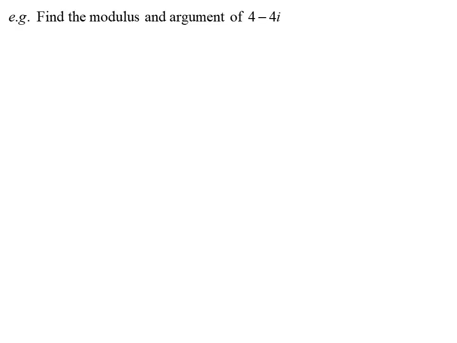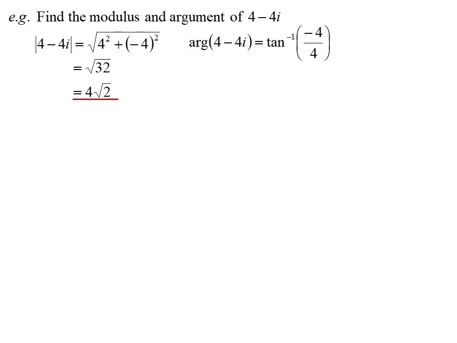So let's go and find the modulus and the argument of this particular complex number. The modulus, or the magnitude of our vector, would be 4 root 2. The argument is the inverse tan, and I've written it in a specific way. I didn't just say it was -1. I've written it as -4 over 4, so I can work out the position easily. Yes, it is the inverse tan of -1.